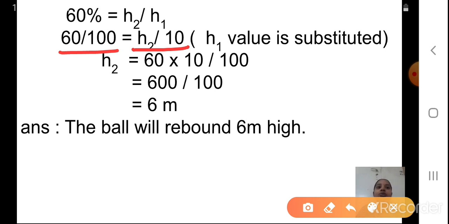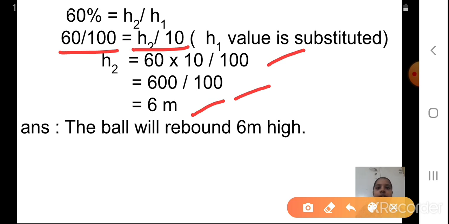Now if I want this H2, what do I have to do? This 10 will go to this side. So it became 60 into 10 upon 100. I have to find the H2 value. So it became 600 upon 100. That is 6 meters, your answer.